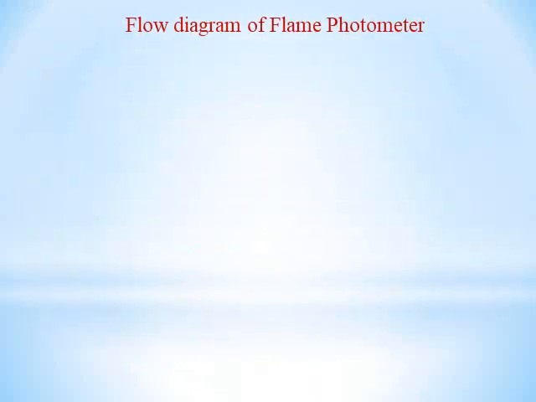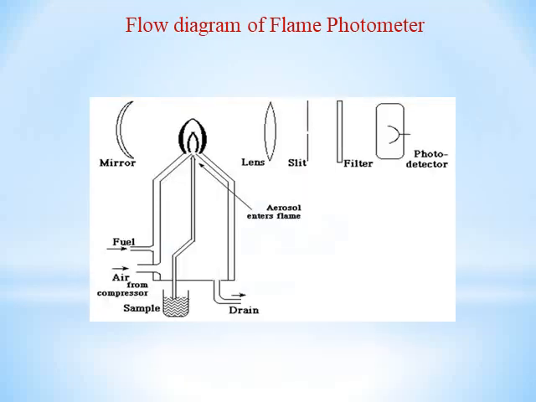Now, the flow diagram of a flame photometer. This is the flow diagram of the flame photometer. You can see very clearly that the fuel is being sent into the nozzle. Air is also being sent to develop a temperature of almost 2000 degrees Celsius.